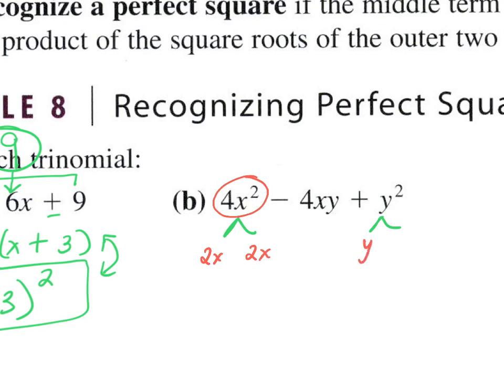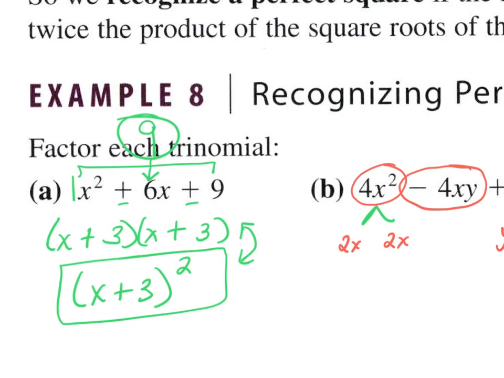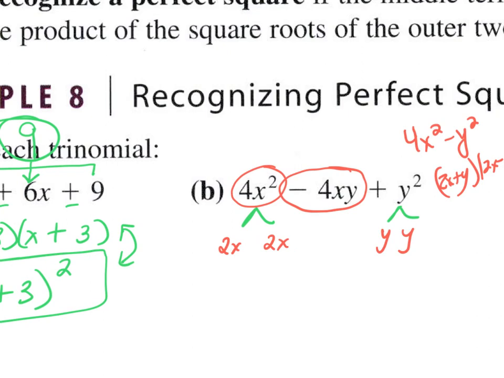Yes, y and y. Now, if this was the difference of perfect squares, it would look like this: 4x squared minus y squared. And you guys would tell me 2x plus y, 2x minus y, because the middle terms would cancel out. But it's not. There is a middle term. That means both of your parentheses are going to be the same, just like this one. So you're going to have two parentheses, 2x and y, 2x and y, but your signs are going to be the same. Is it going to be plus plus or minus minus?